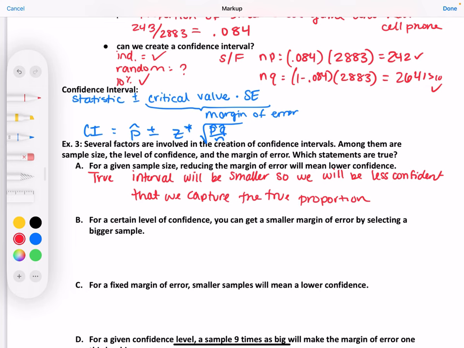For a certain level of confidence, you can get a smaller margin of error by selecting a bigger sample. True or false? True. A larger sample size means a smaller standard deviation.